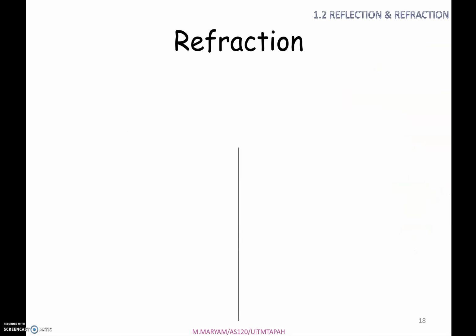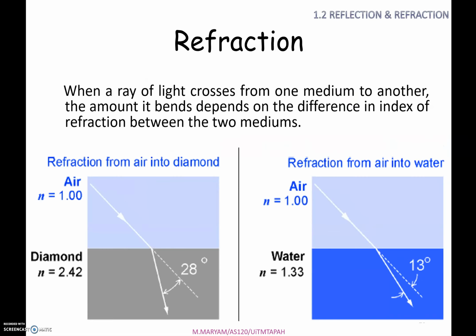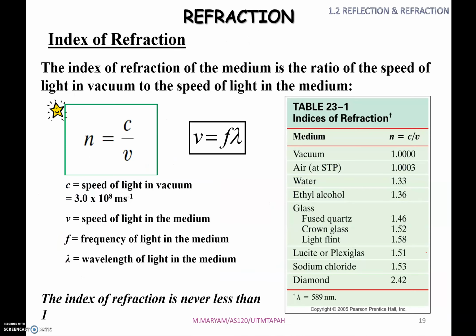Let me show you an example of refraction. Here you can see two different types of medium where light passes through from air, where we have diamond as well as water. For diamond, the index of refraction is much higher as compared to water. Therefore, the refracted angles will be different.